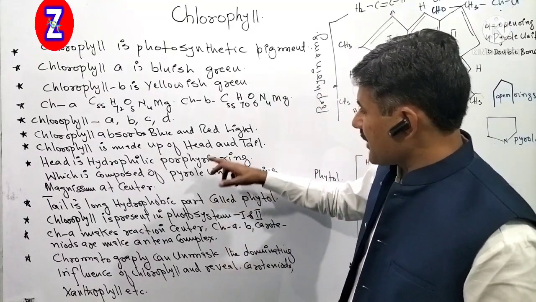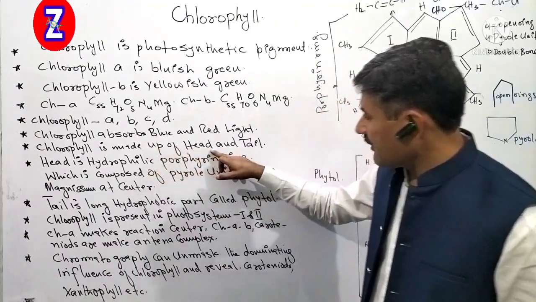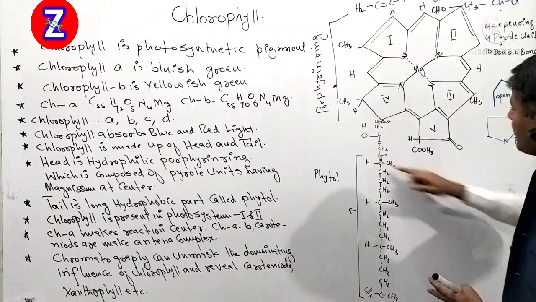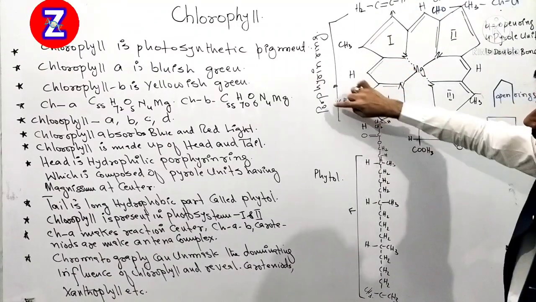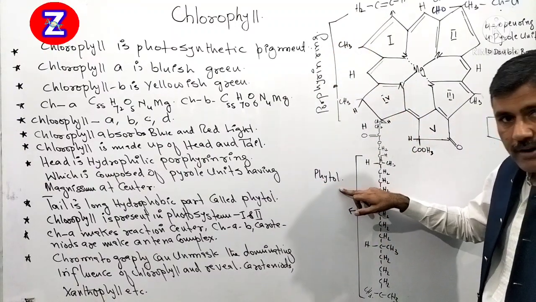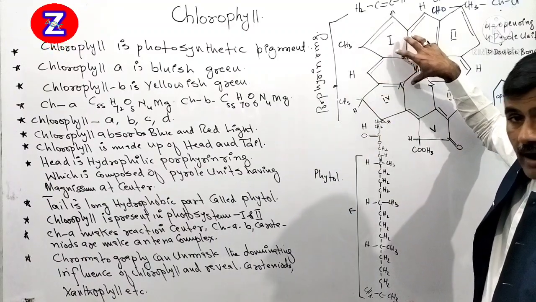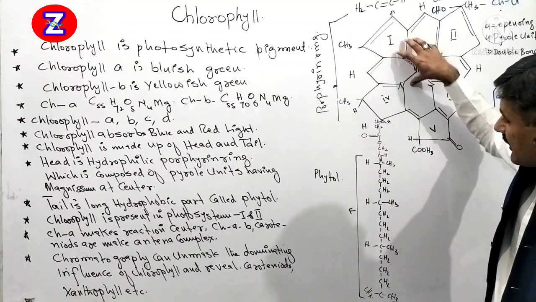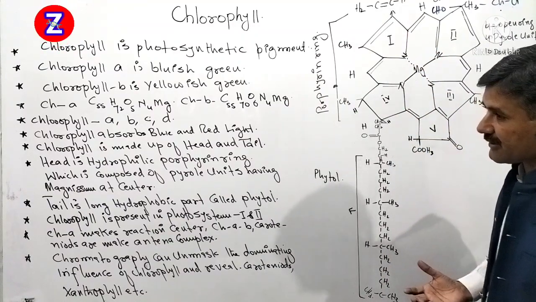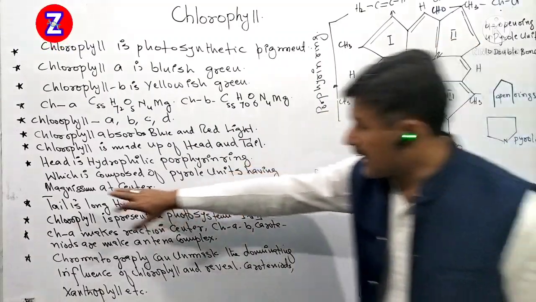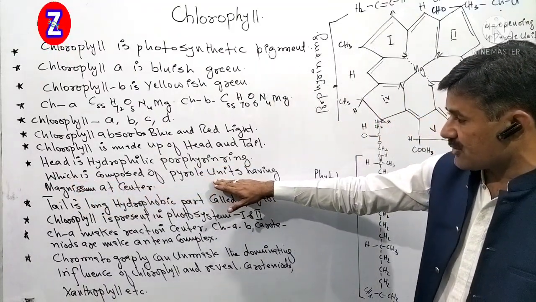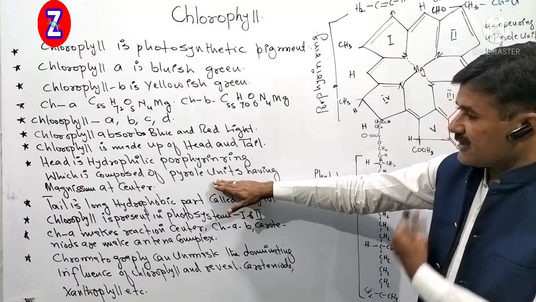Chlorophyll structurally is made up of two units: a head and a tail. This is the structure of chlorophyll. This is the head, which is termed a porphyrin ring, and this is the long tail, which is called phytol. We consider the head the hydrophilic end of chlorophyll, and the tail the hydrophobic tail of the chlorophyll structure. The head is hydrophilic, which is porphyrin, composed of several kinds of units that we are going to study in detail in the structure.